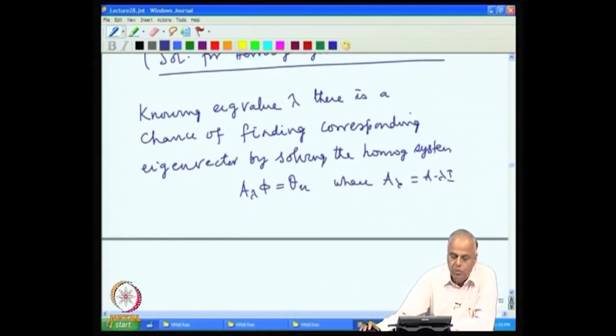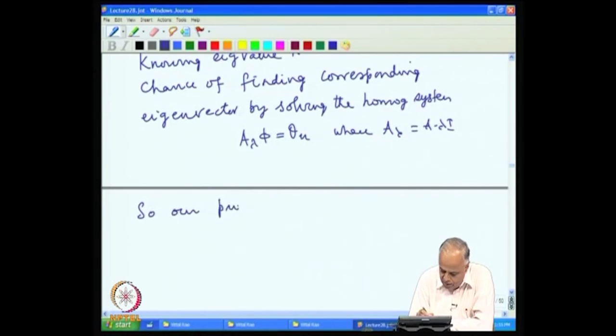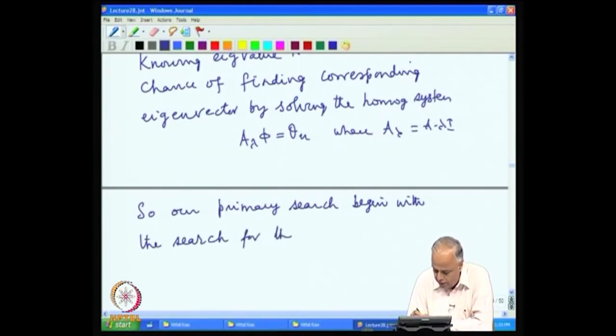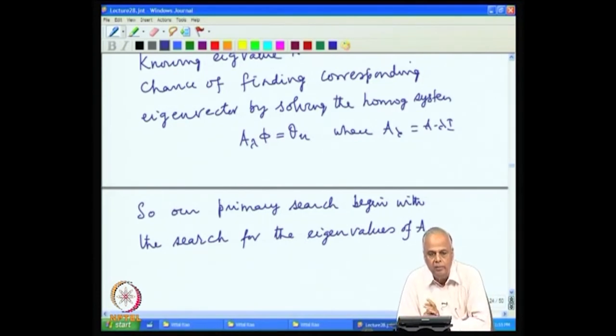So, therefore, our primary search begins with the search for the eigenvalues of A. Our next study will be, given a matrix A, where do I look for eigenvalues? I know that the eigenvalues must be real numbers. So, I must be looking for the eigenvalues among the real numbers, but there are an infinite number of real numbers. Where do I go and search for them? I must narrow down my search, but if my search is in an infinite set, it is a hopeless task. We cannot go on checking every real number and check whether it is an eigenvalue.